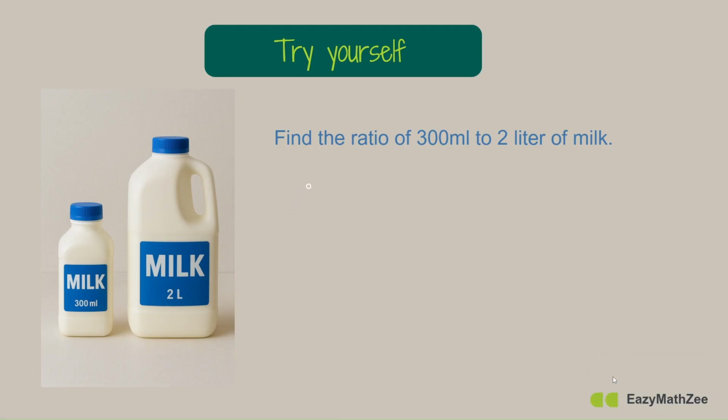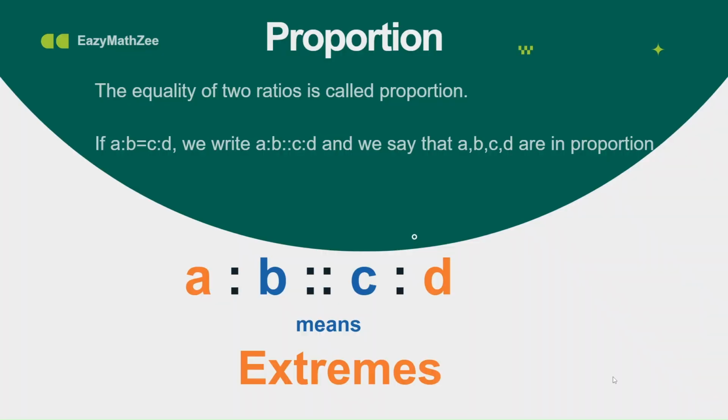This one you try yourself, children. Find the ratio of 300 ml to 2 liter. Just now I told you there should be equal unit. Here one is ml, the other one is liter. Of course both are milk, both are liquid. In this case what we have to do is change this liter to ml: 2 liter is equal to how many ml? You change into ml and then compare with the 300 ml and write the ratio. Okay, we'll see in comment.